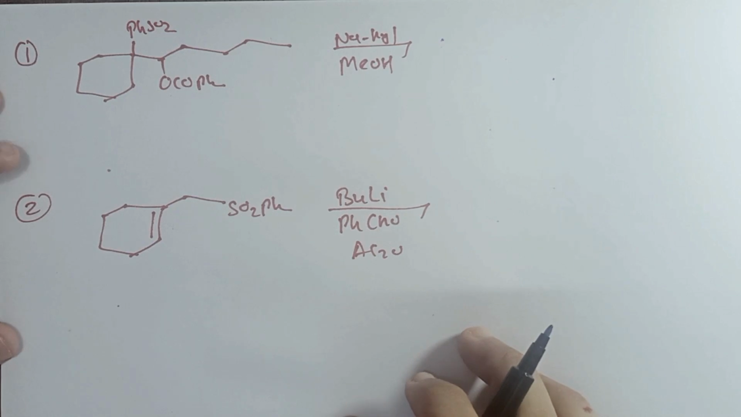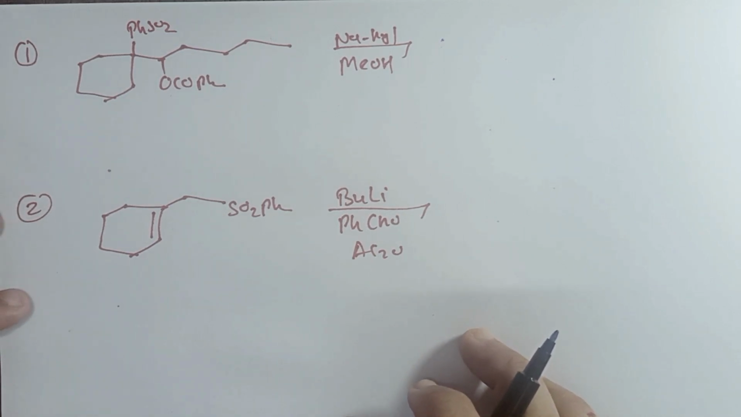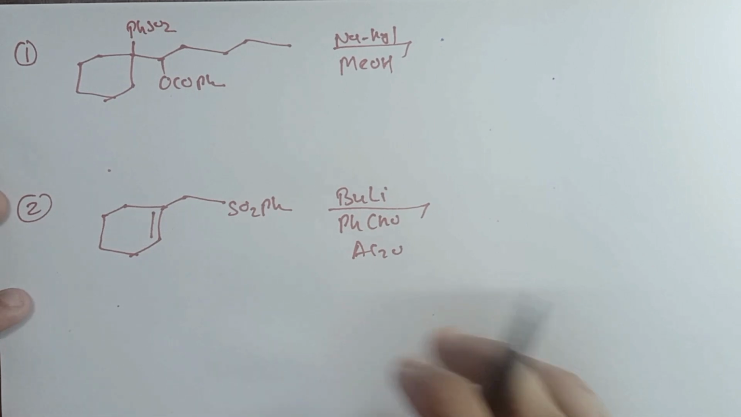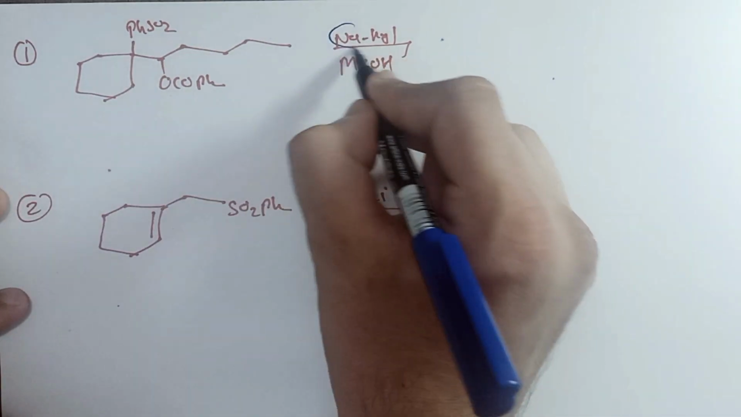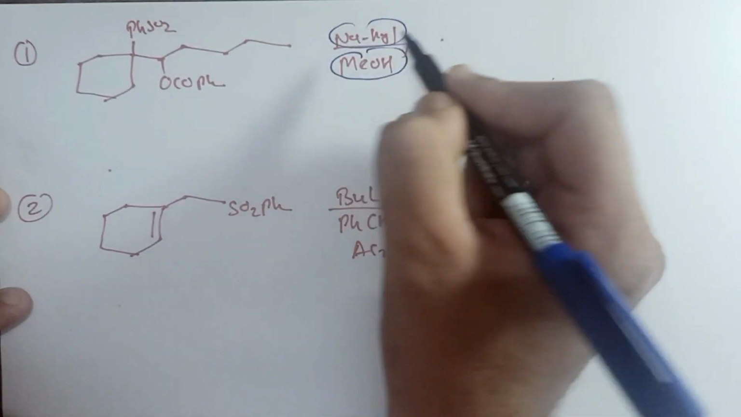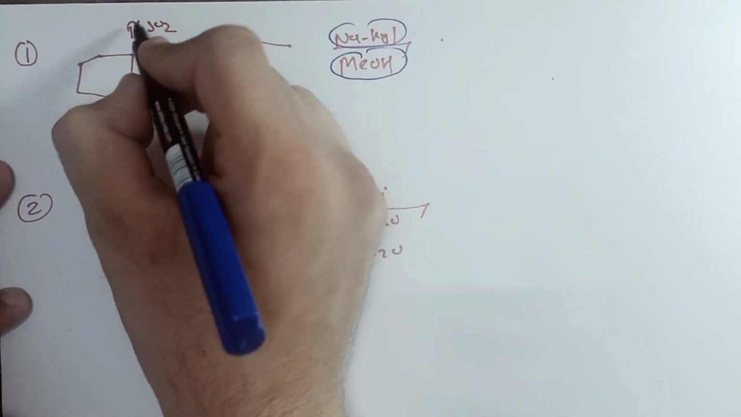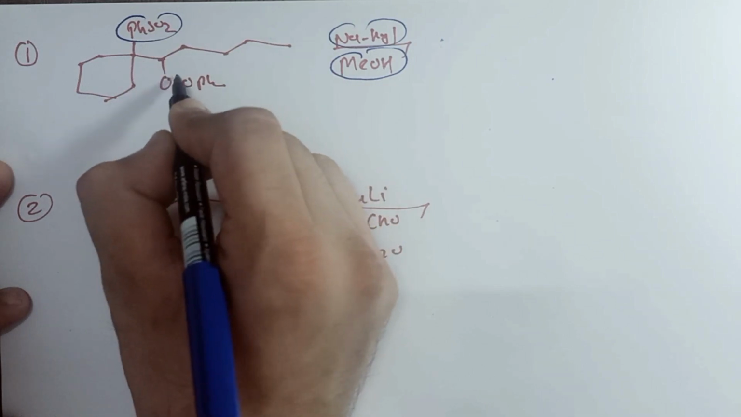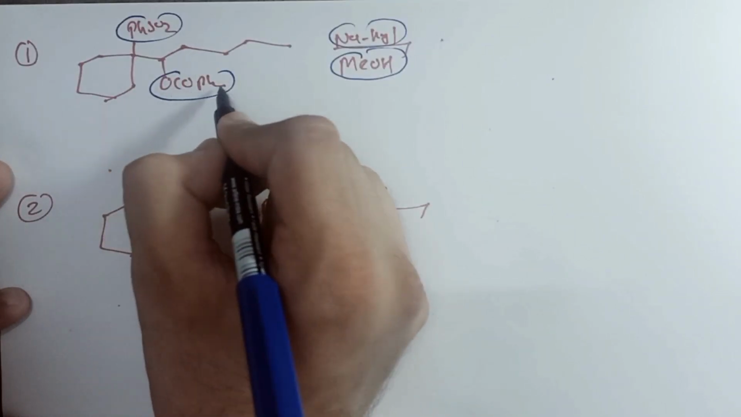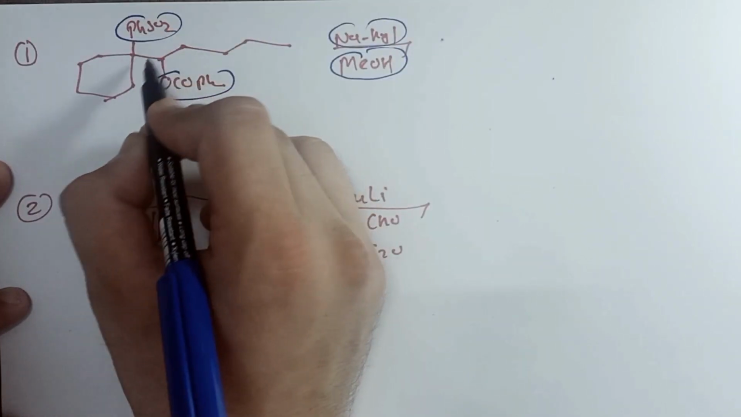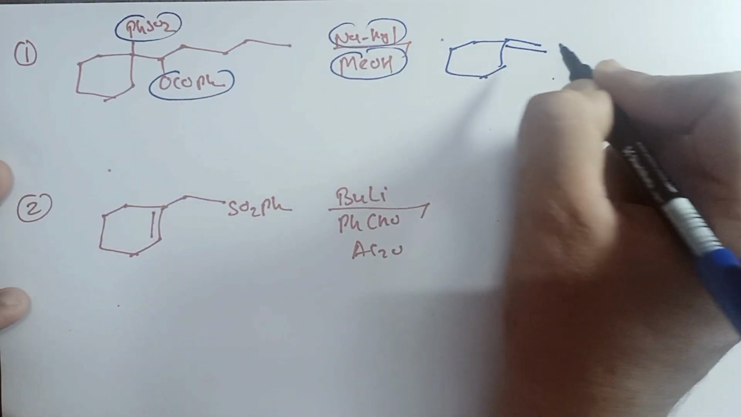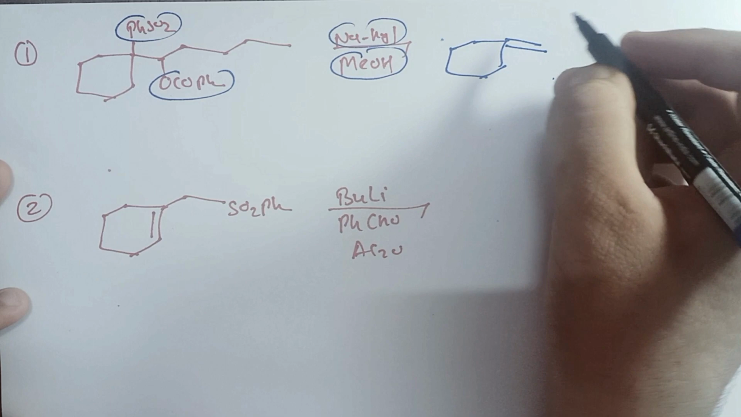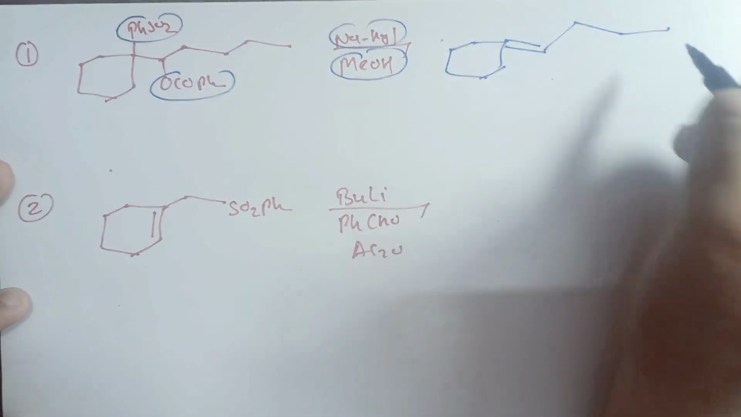Okay, now let's see the various applications of the Julia olefination reaction. Suppose we are having this type of molecule, and now we are reacting with sodium amalgam in presence of methanol as a solvent. So these are having an OCOPh and a phenyl SO2 group. So it will produce an E olefin over here, and whatever the other groups are will remain as they are.